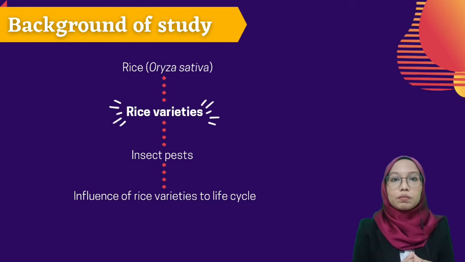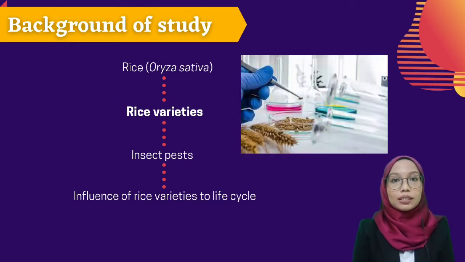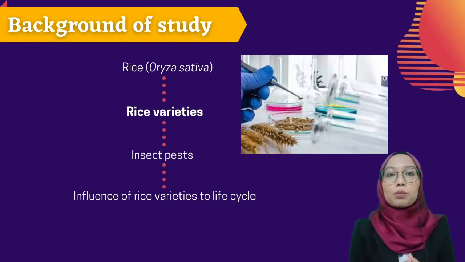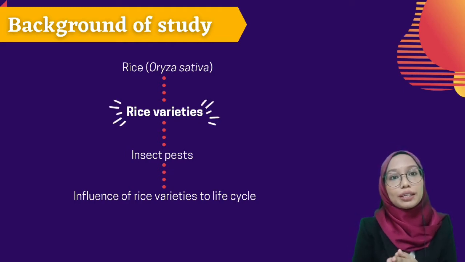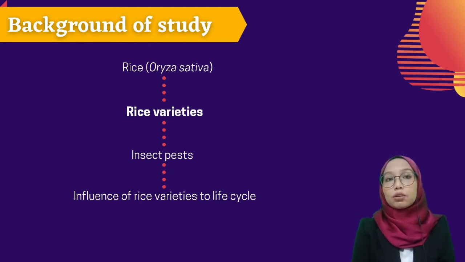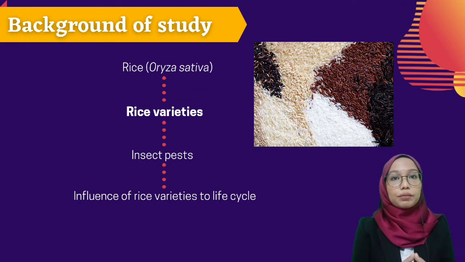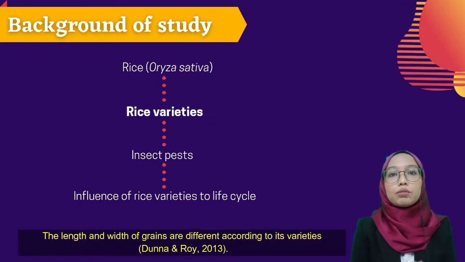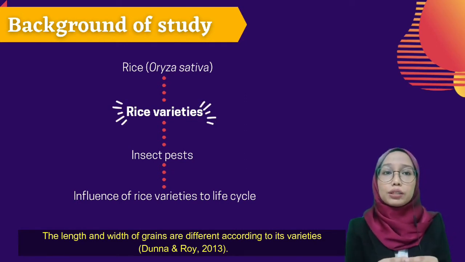This large number of rice varieties is due to the application of genetic engineering and gene editing to modify these varieties for specific traits. There are about 11 different colors of rice varieties present. The color of the grain can be indicative of the nutritional content. Based on previous study by Dunia and Roy, they stated that the length and the width of the grains are different according to its varieties.